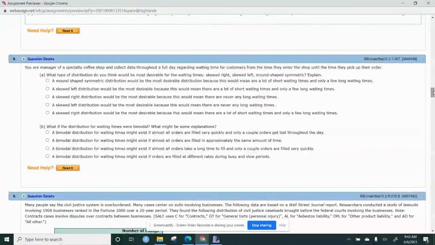Number 8, you're the manager of a coffee shop and you collect data regarding wait times for customers from the time they enter the shop until they pick up their order. And a lot of places do this. So what type of distribution do you think would be most desirable for wait times? Skewed right, skewed left, mound shape, or symmetric?